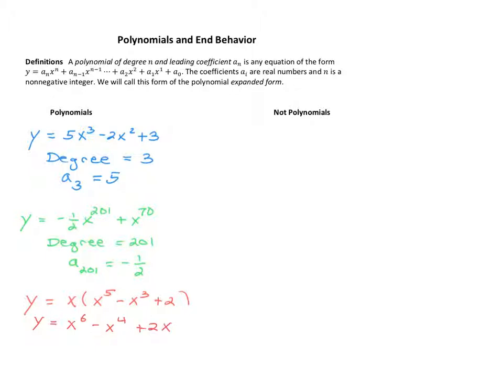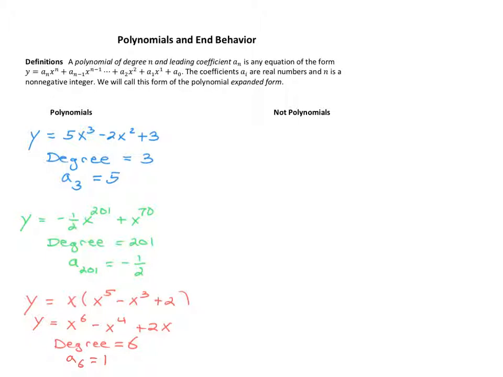It's at this point where you can say, okay, the degree is actually equal to 6. So it would be a mistake to say the degree is equal to 5 because this is not completely multiplied out. Here we have the largest exponent of 6, and the leading coefficient, a sub 6, is equal to 1.